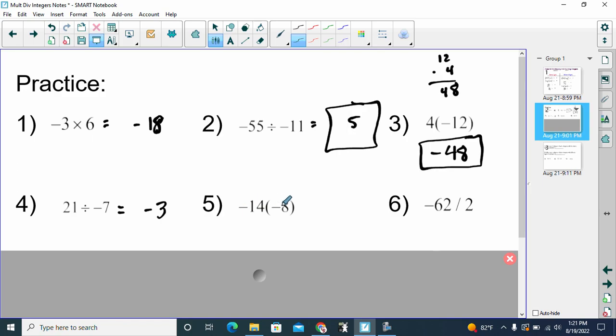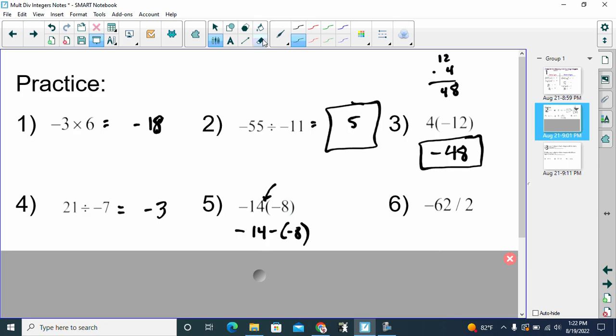Negative 14 times negative 8. Real quick notation note here. I know this is times because there's no sign in front of the parentheses. What matters is the sign in front of the parentheses. If I had negative 14, negative 8 written like that, this is subtraction, negative 14 minus 8. If I had negative 14 minus negative 8, written like that, this is not multiplication because I have a sign in front of the parentheses.